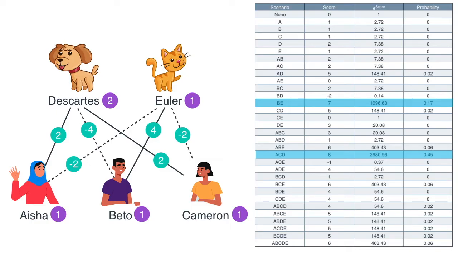And what about the least likely ones? Well, they are BD for Beto and Descartes with a score of -2 and ACE for Aisha, Cameron, and Euler with a score of -1. Both have probability of something so close to 0 that it got rounded down to 0.